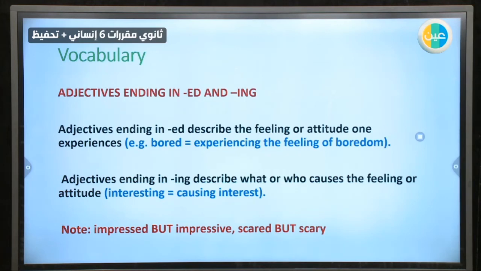Be careful that we say impressed but impressive, scared but scary. I am scared because the movie was scary, not scaring. I'm impressed because his speech was impressive, not impressing. Okay?